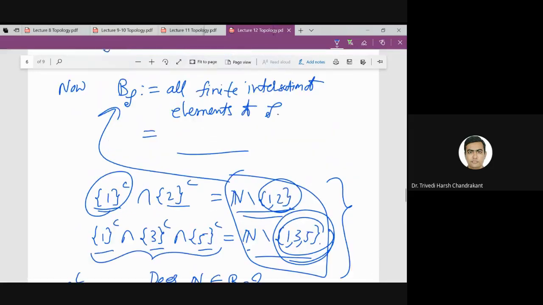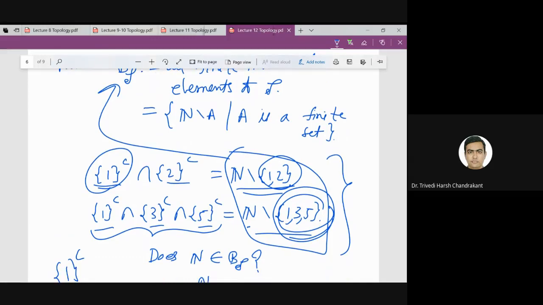So what will be this set? This set is all... So easily we can write it as N minus A, where A is a finite set. So is it clear now what is B of S? Yes sir. Okay, so this is B of S.